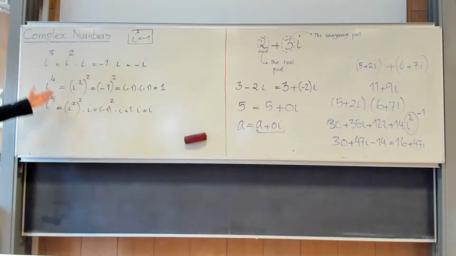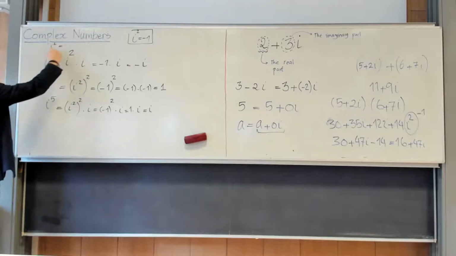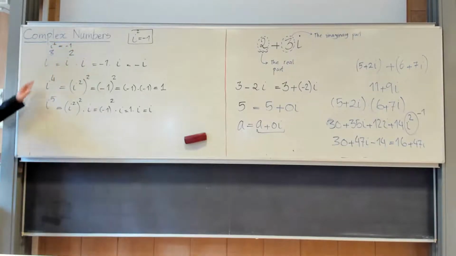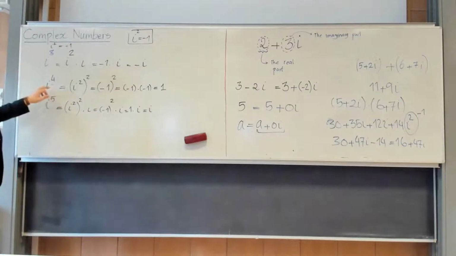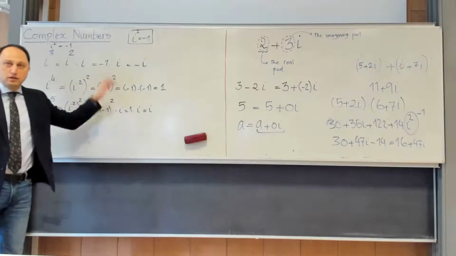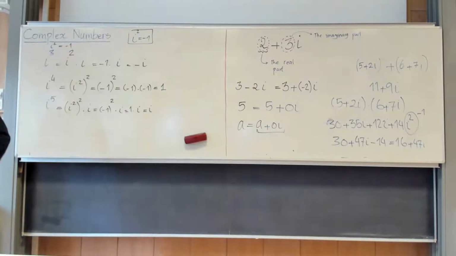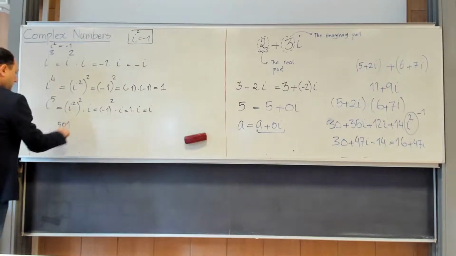So you see, you can continue this list. i squared was the first in the list, it is -1. i to the power of 3, we calculated, turns out to be -i. i to the 4 becomes 1, and i to the 5 becomes i. And then you can continue this list if you want to. Yes? Yes. So for example, can you tell me what is i to the power of 501?